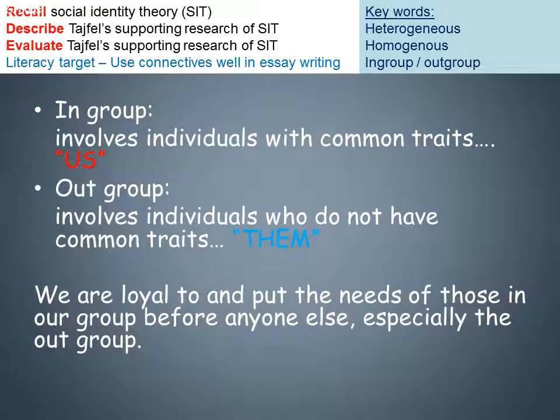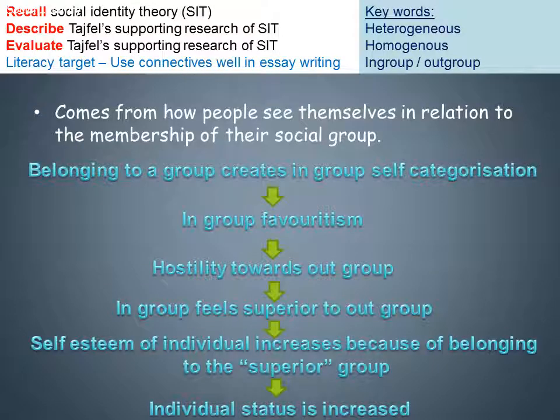Now, we're loyal to, and we will always put the needs of those in our in-group before anybody else, especially the out-group. Now, Tajfel and Turner suggest that prejudice comes from how people see themselves in relation to the members of their social group. And you can see on the flow diagram there the process that we go through. So we belong to a group, and this creates an element of self-categorisation. We will categorise ourselves as being part of that group. Now, this will lead to in-group favouritism. I will favour my group above any other. Now, as a result of that, hostility will arise toward the out-group. And I need to feel like my group is superior, it's better than the out-group, so that my self-esteem is increased and I feel superior.